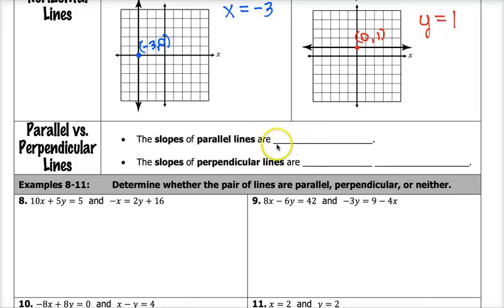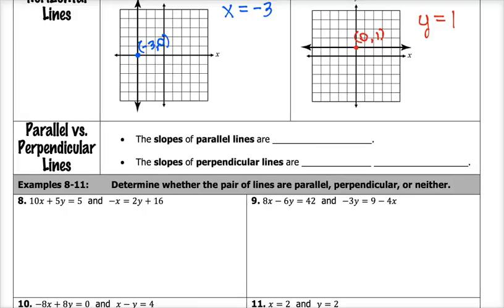Okay, the last topic for this video, parallel and perpendicular lines. So we know from a geometrical standpoint that parallel lines are those that never touch, and perpendicular lines are those that cross at 90-degree angles. But from an algebraic standpoint, we compare parallel and perpendicular lines by looking at their slopes. So the slopes of parallel lines are always equal to each other.